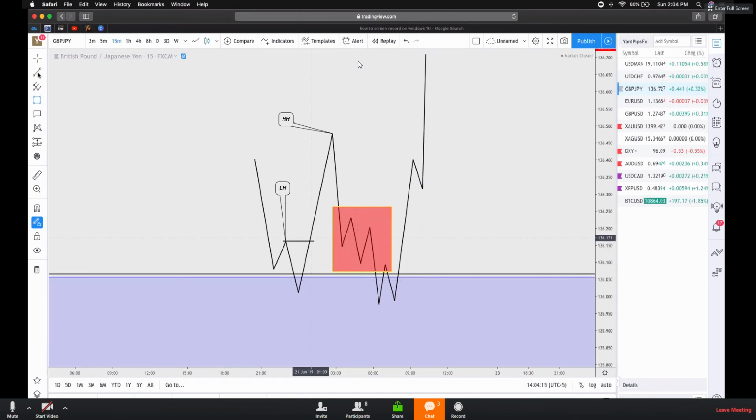But we have some known information right here. We know that right here is a level of support, and it is technically the higher low, because this is the area that broke this higher high to create this higher high, right?